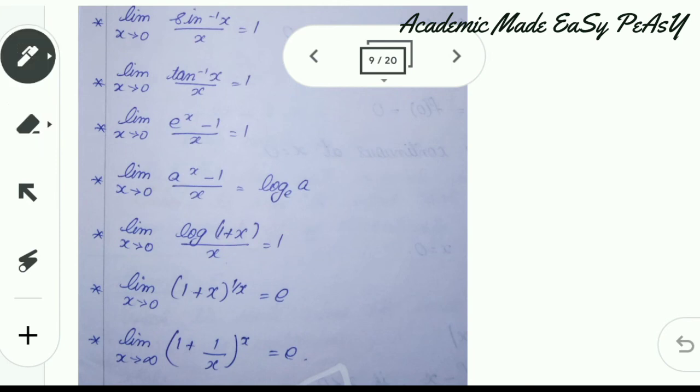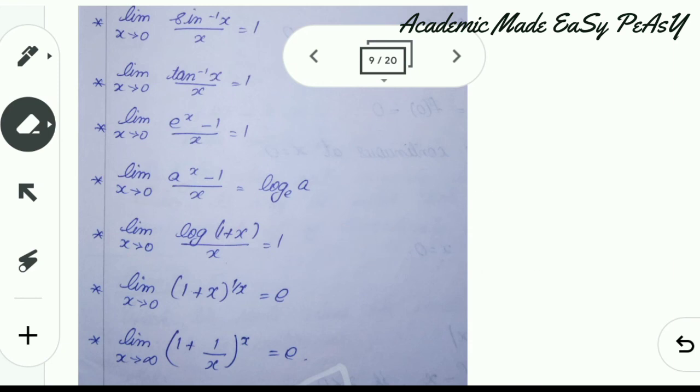Next, I said already, when limit x is tending to 0, tan inverse x by x will become 1. And here, when limit is tending to 0, (e power x minus 1) divided by x is equal to 1. So when x is 0, this e power x minus 1 by x also will become 1. Next, limit x tending to 0, (a power x minus 1) by x is equal to log e a. So this is one of the important formulas. We will be doing it in integrals, not here. Mostly we will be using this in integrals, so we will learn it there.